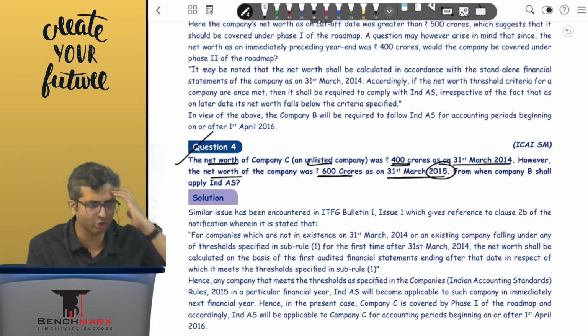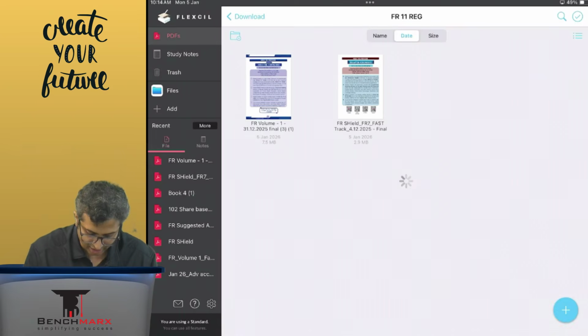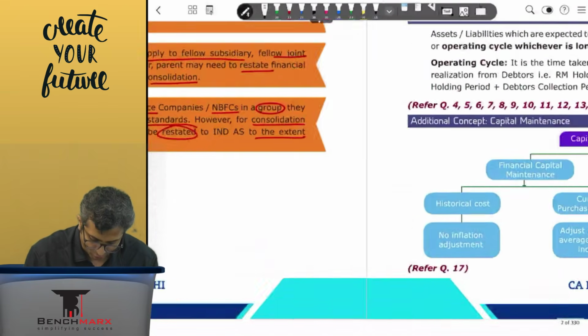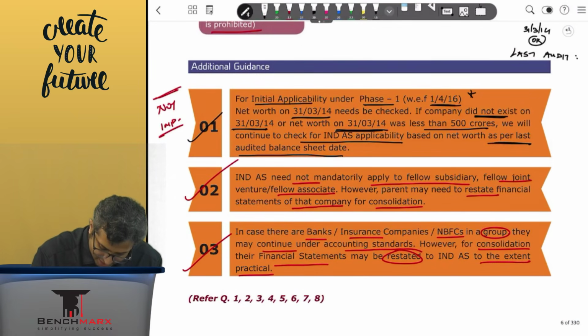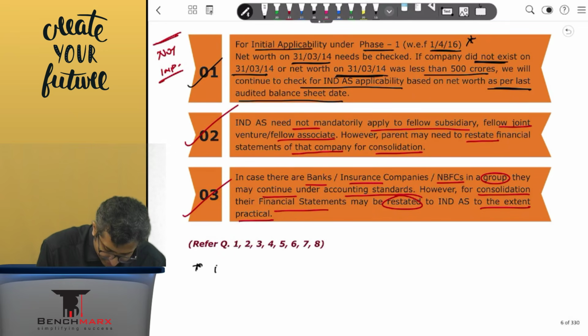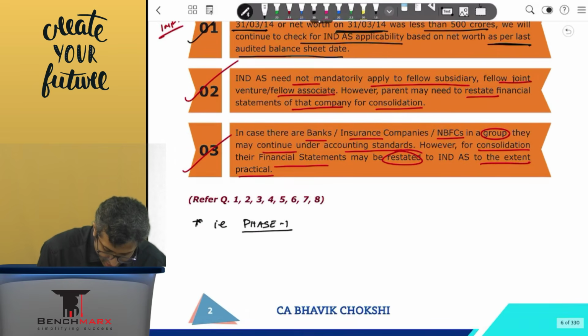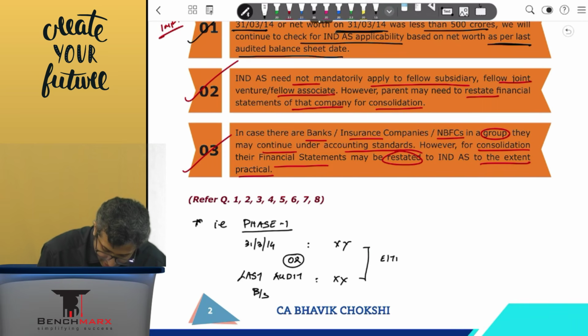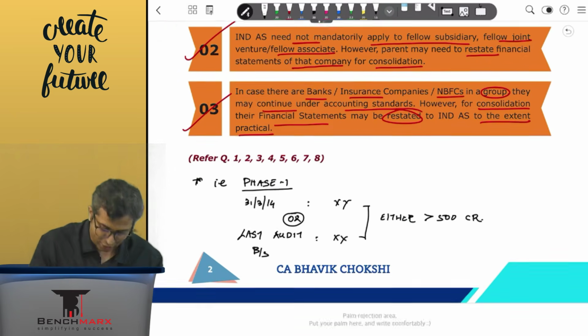So simply stated in your mind, if you want to note down, you can say over here that you will look at, for example, if you want to just put a small note, so यहाँ पे asterisk mark करके you can say that is for phase 1: 31st March 14 or last audited balance sheet. If either is greater than 500 CR. Either of the two. अच्छा last audited balance sheet कौन सा होगा?